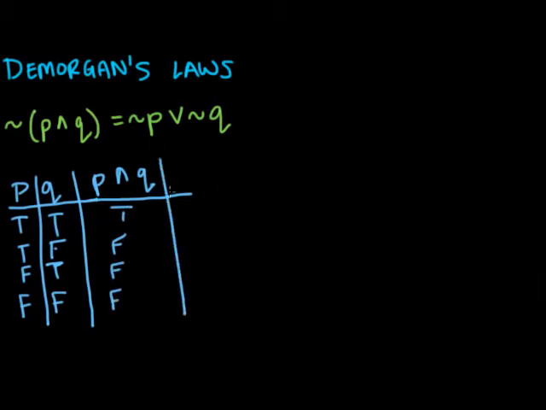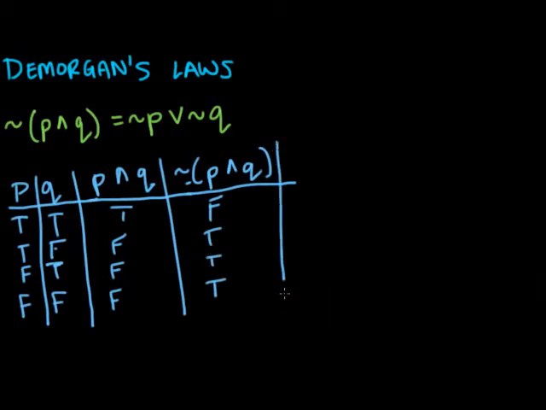Now, what happens if we negate that? So not (P and Q). Okay, so that means we have the opposite. So instead of true, we have false. Instead of false, false, and false, we have true, true, and true. And we're saying here that this is also logically equivalent to not P or not Q.